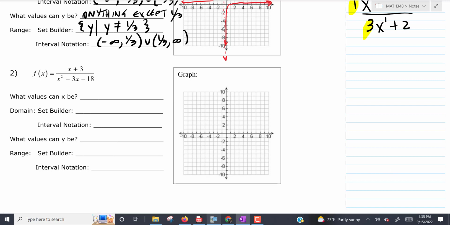Okay, so with this one, again, we have to factor that denominator. What we worry about is, what makes the denominator equal to 0? And I'm going to keep observing all I can in class.